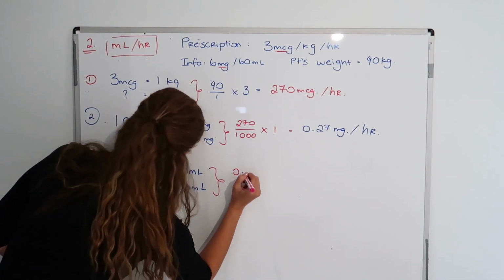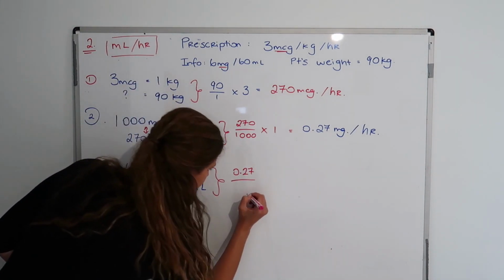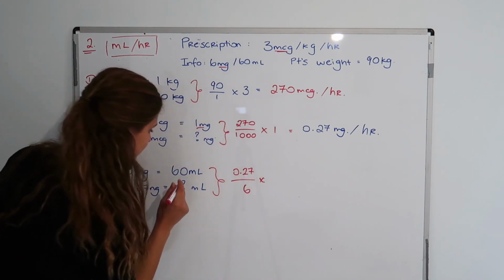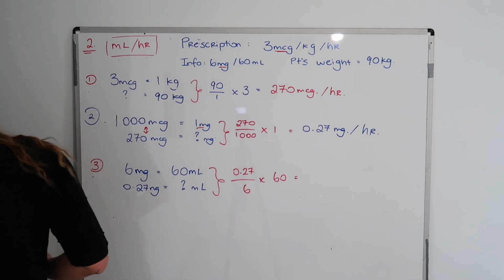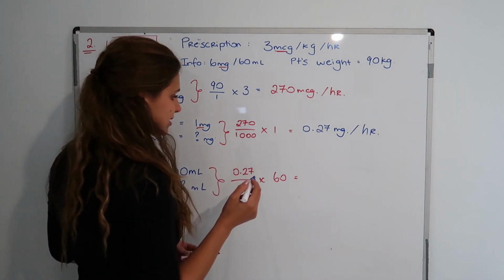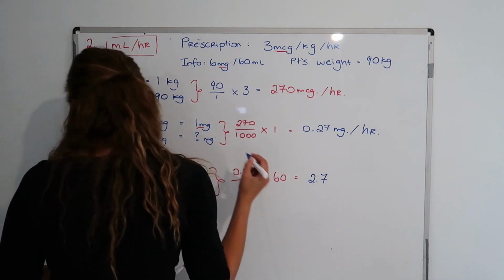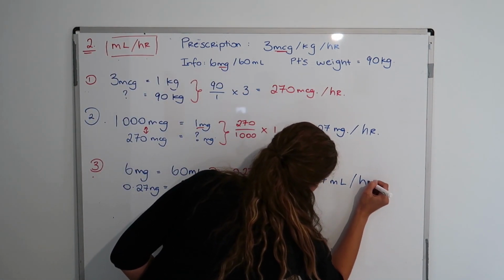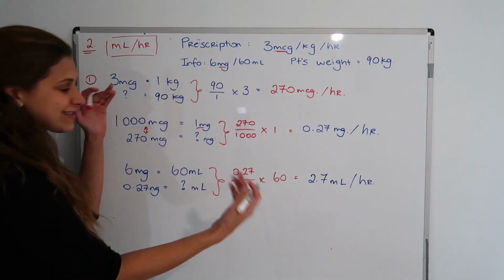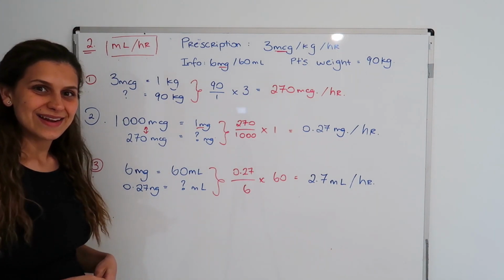So now we have 0.27 over 6 times 60. And if we work this out, we should get 2.7 milliliters per hour. Ta-da! Good. Another question in.